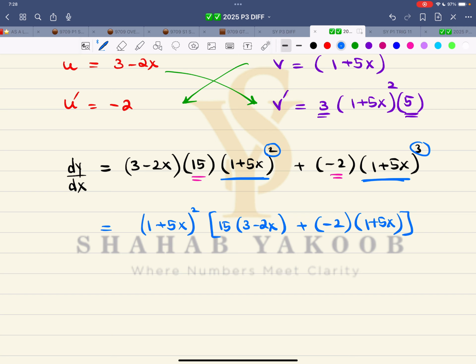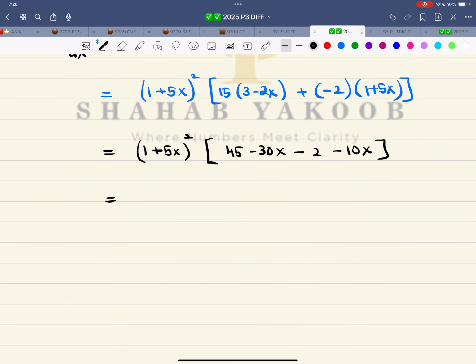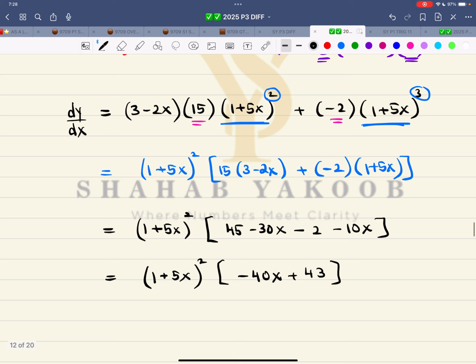I hope this step is all good, all clear. Now let's just simplify. On the outside, there is nothing to simplify. Do not open up the bracket, leave it intact. It looks beautiful. This is 45 minus 30x. This is negative 2, negative 10x. Do check my working. So this is 1 plus 5x, the whole thing square. And this is negative 30, negative 10, that is negative 40x. And 45 minus 2, that is 43. So that is the expression for dy by dx.